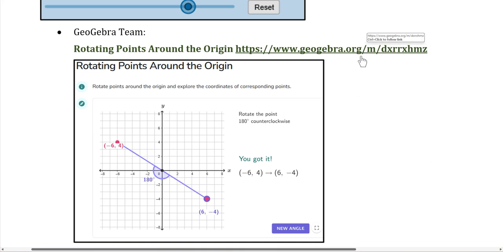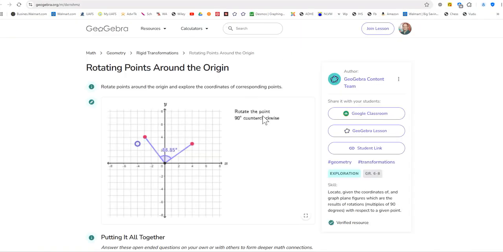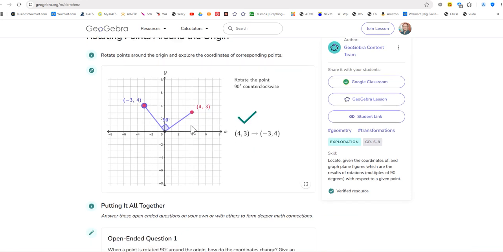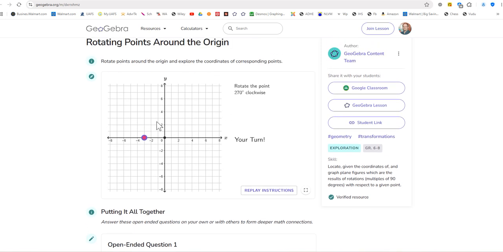Here's another one from the GeoGebra team. This one here talks about rotating points about the origin. So rotate this point 270 degrees clockwise. So what you want to do is move this, find the image here wherever you think it should go.